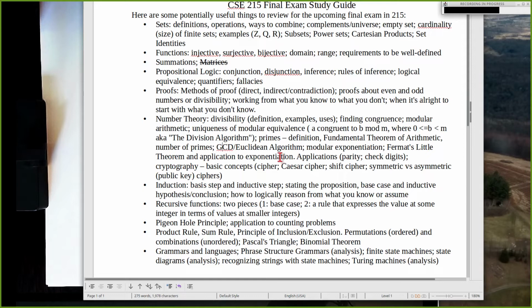And then applications of all of this stuff. So we talked a little about parity and check digits with ISBN codes and things like that. I'm not going to ask you any details about that. But those are some applications. The bigger application we talked about was cryptography. And we looked at Caesar cipher, which is a replacement cipher, shift cipher, symmetric versus asymmetric public key ciphers, up to and including RSA.